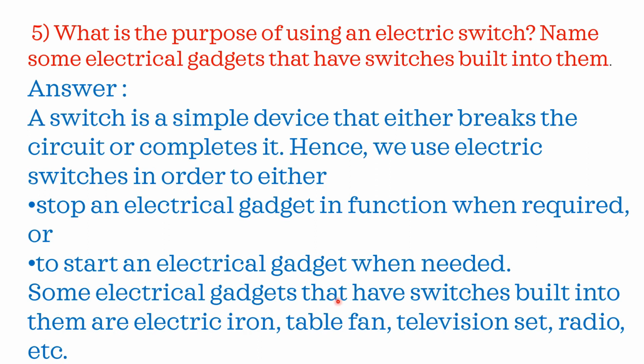Some electrical gadgets that have switches built into them are the electric iron, table fan, television set, radio, etc. These are all gadgets which have switches built into them. This is the purpose of a switch, and this is the definition of a switch: a simple device that either breaks the circuit or completes the circuit. Hence, we use switches in order to either start or stop.